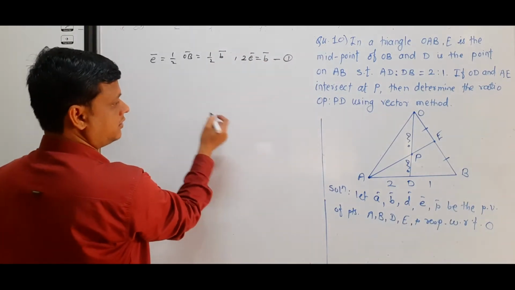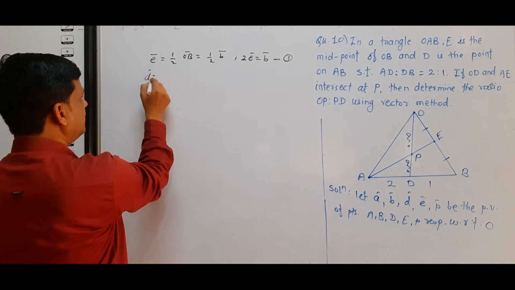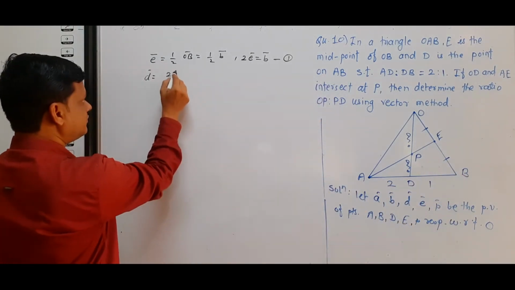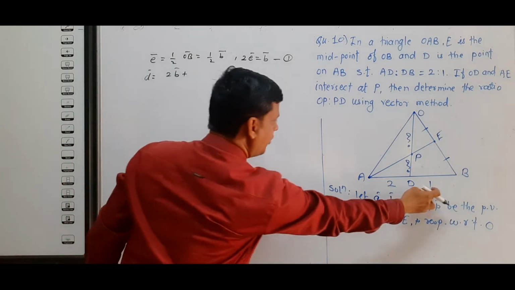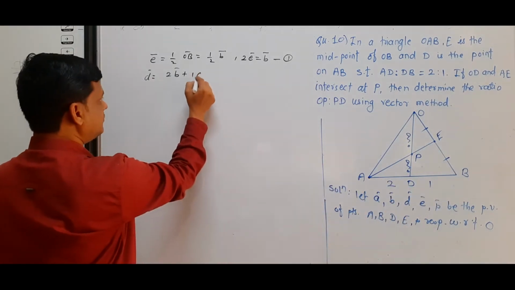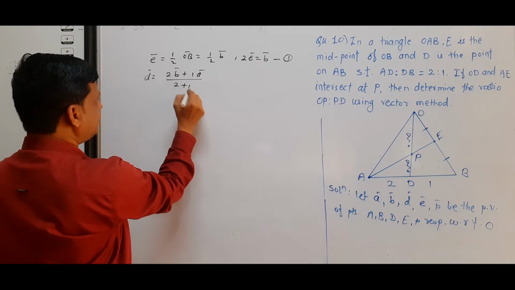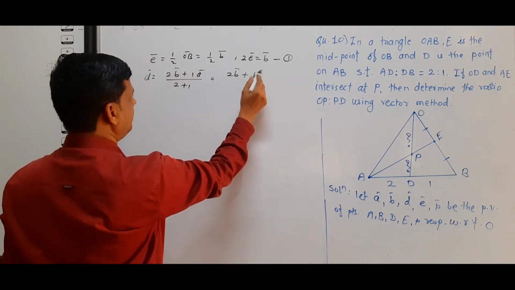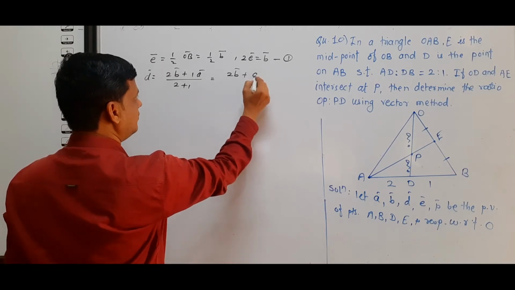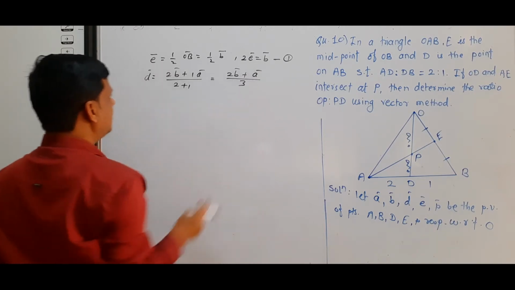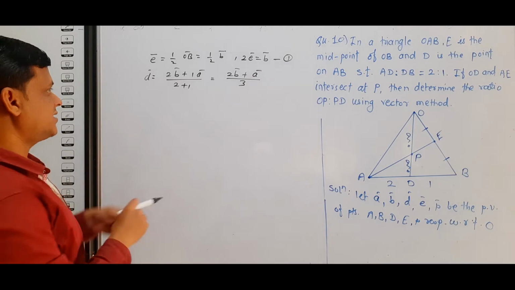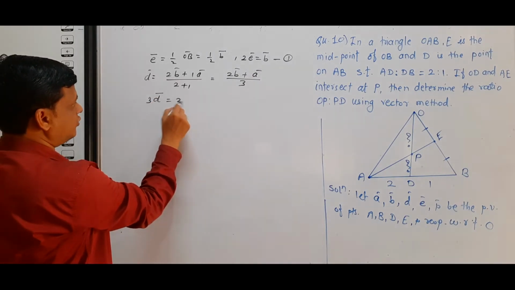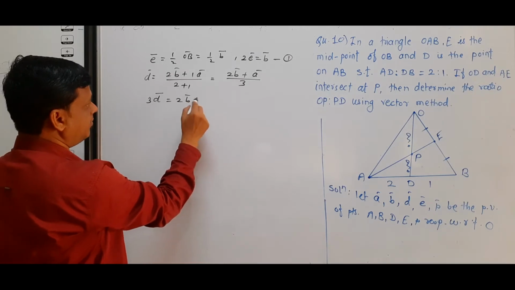So write D bar equals 2 into B bar plus 1 into A bar upon 2 plus 1. So we write here (2B bar plus A bar) upon 3. Now transfer this 3 to the left hand side. We write here 3D bar is equal to 2B bar plus A bar.